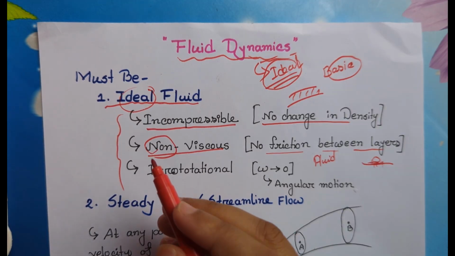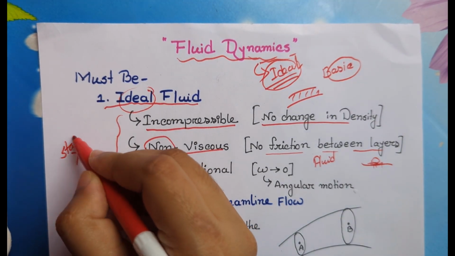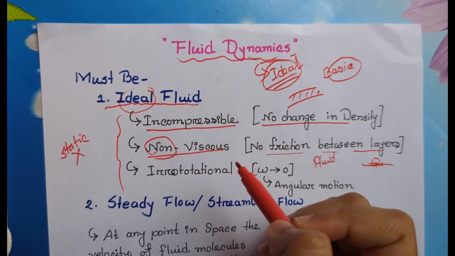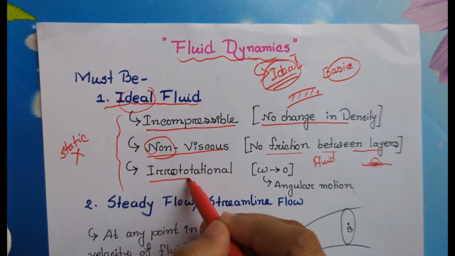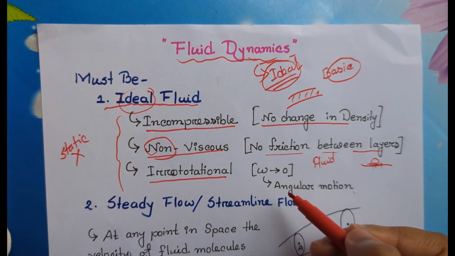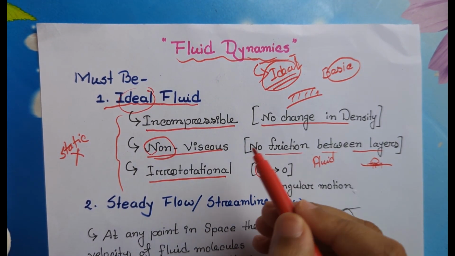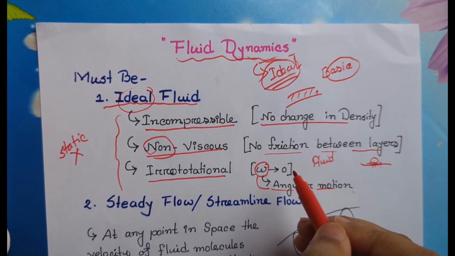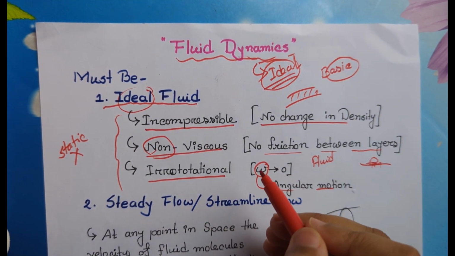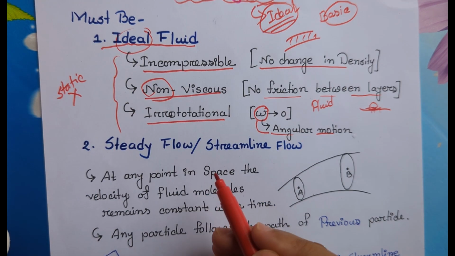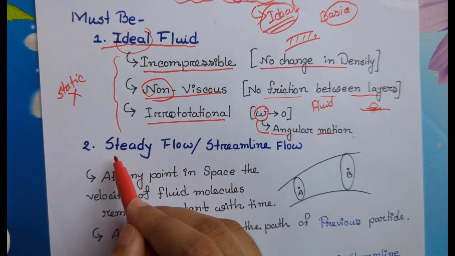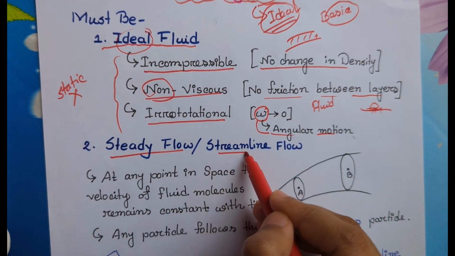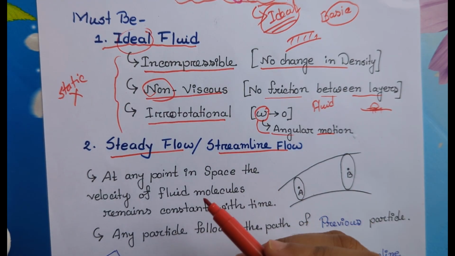Then, as it is not static, it is dynamic, meaning it is moving, so it is irrotational, meaning omega is equal to 0, it will not rotate. Here omega is the angular motion, so the angular motion will be 0. It will flow but it will not rotate. And the other, or second, condition is that the flow must be steady flow or streamline flow. Let's understand what steady flow means.